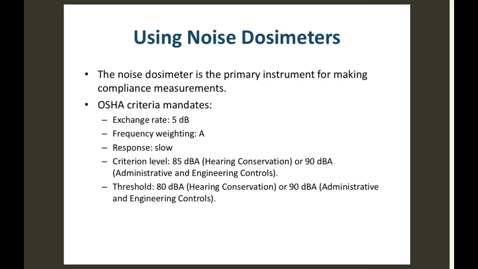And the type of reading you're going to take is a slow measurement. And at 85 decibels, you have the hearing conservation program, or at 90 decibels, you actually start to put in administrative and engineering controls. Administrative controls, we're going to talk about that. We've got a pyramid that we're going to come across in a second. I'm getting ahead of myself. Okay.